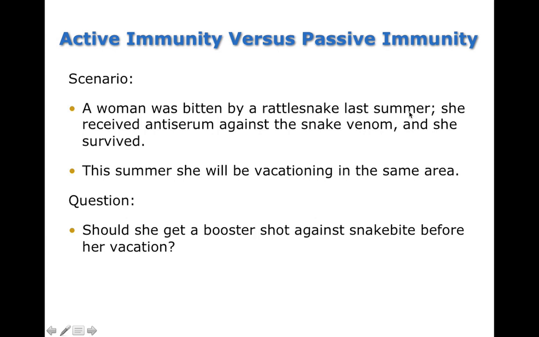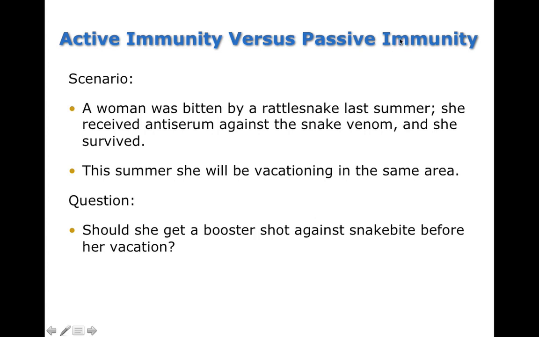So the example our book gives is a woman who was bitten by a rattlesnake last summer. If she received anti-serum against the snake venom and she survived, was that anti-serum going to develop active or passive immunity? Well, anti-serum is actually antibodies, but you're receiving antibodies from outside of your body. We're saying that you can develop antibodies in a lab and inject those antibodies into someone's body, so that they can target the antigens of, let's say, rattlesnake venom.